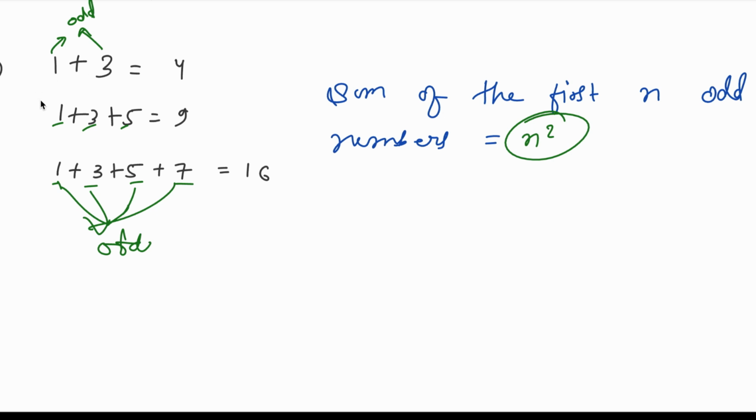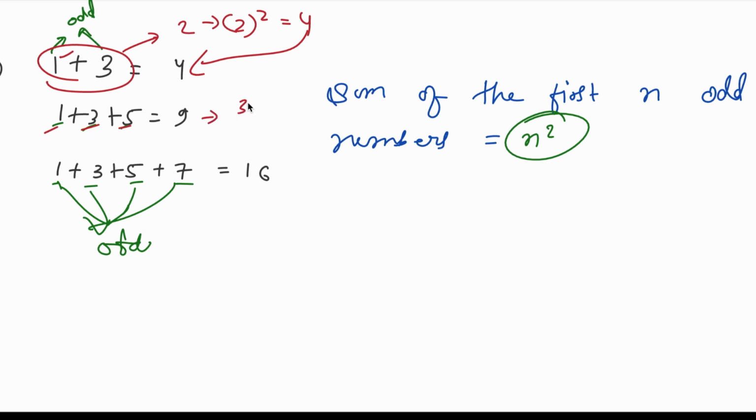Okay, if it is given, let's do it. How many first odd numbers are given in this one? 2, right? First and second. 2 square is 4. This is the answer. How many odd numbers are given? 1, 2, 3, right? 3 square, which is 9. This is the answer. How many numbers are given? 1, 2, 3, 4, right? 4 odd numbers are given. 4 square, which is 16.